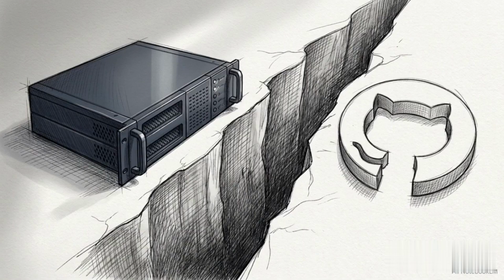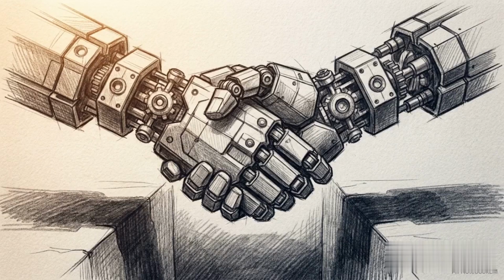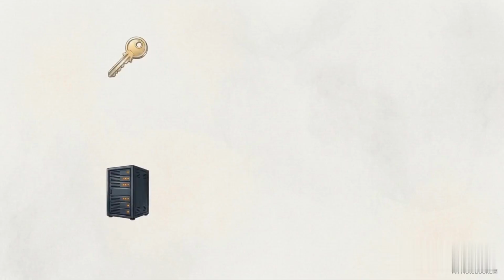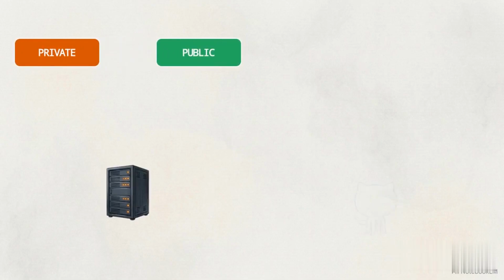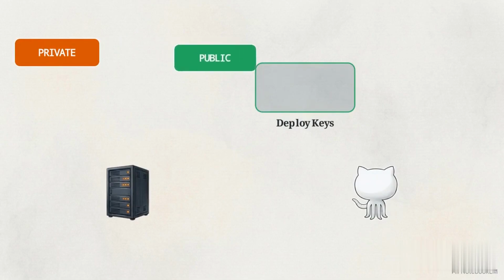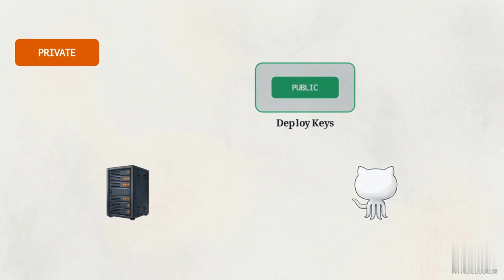Our server is ready, but GitHub needs a secure way to push the code, and the server needs permission to pull it. We have to establish a 2-way authentication handshake. First, generate a new SSH key pair directly on your EC2 instance. Take the public half of that key and paste it into your GitHub repository's deploy keys settings.